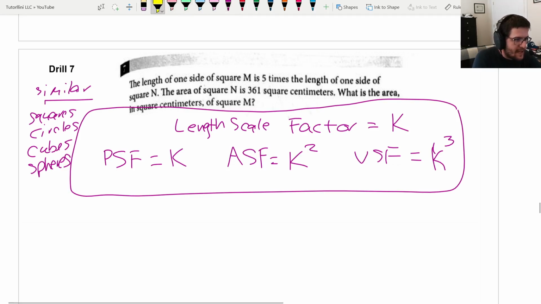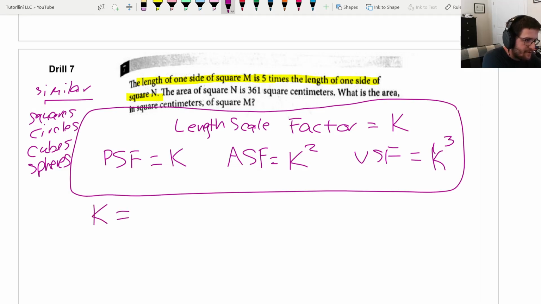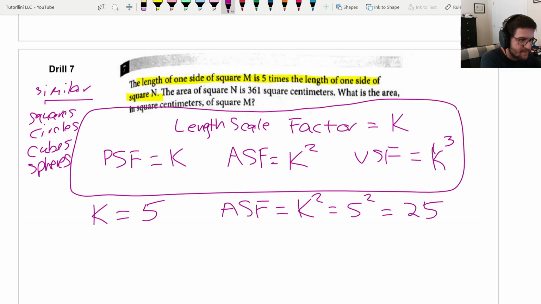Okay, anyway, the length of one side of square m, so m is the bigger one, is 5 times the length of the corresponding side of square n. That's our length scale factor. Our k is 5, because it's 5 times as big. Now, the area of square n, so they probably want us to find the area scale factor. The area scale factor is k squared, which would be 5 squared, which is 25.